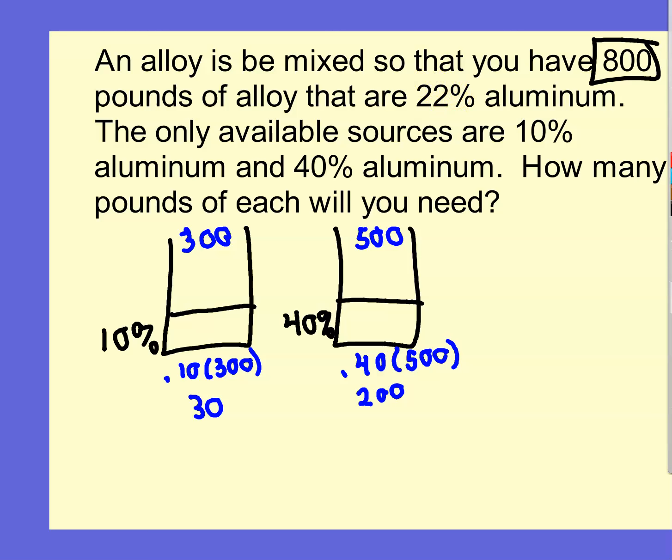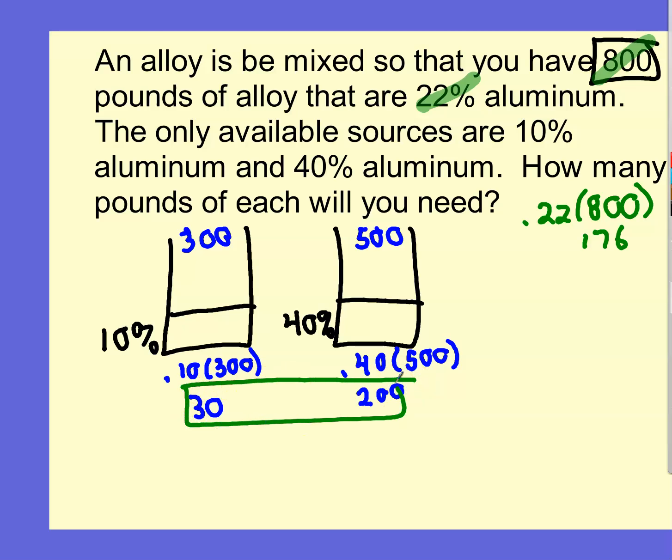What I need is 22% of 800. So I've got to figure out what 22% of 800 is first. Let's figure that out. 0.22 times 800. That's 176. So when I add these together, I was hoping to get 176. Well, I didn't. I got 230, but that's okay.